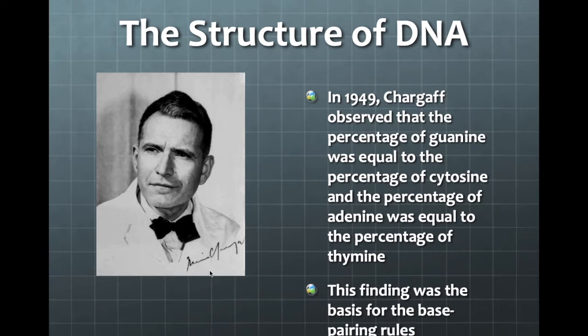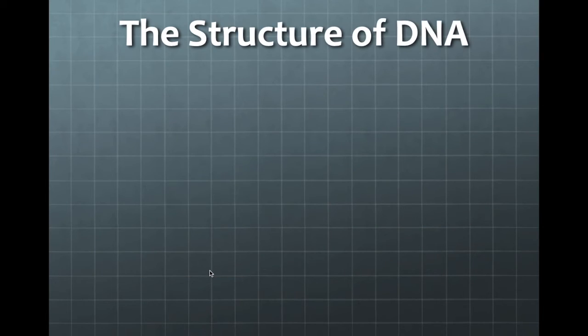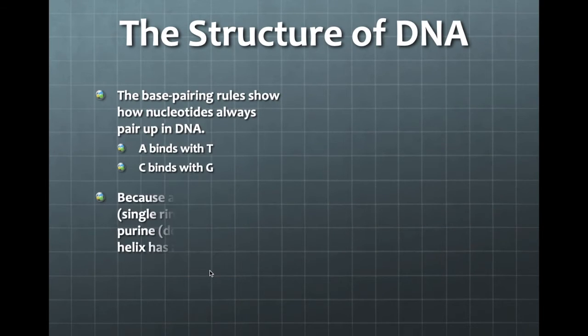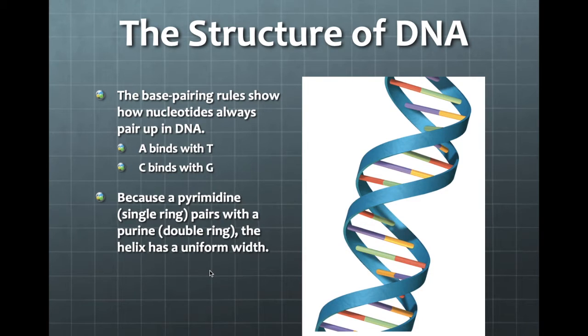In 1949, Chargaff observed that the percentage of guanine was equal to the percentage of cytosine, and the percentage of adenine was equal to the percentage of thymine. This finding was the basis for the base pairing rules, or Chargaff's rules. The rule states that A always binds with T, and C binds with G within DNA. Because the single-ring pyrimidine pairs with the double-ring purine, the helix has a uniform width due to shape. And we see our little A's, T's, G's and C's.